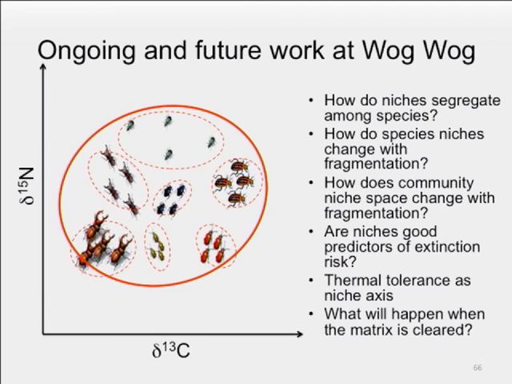So some ongoing and future work at WOGWOG. We're going to be looking at isotopic niches in beetles. So there's a diverse beetle assemblage out there. And we're going to be asking questions like, do these isotopic niches segregate among species, or maybe among trophic guilds? How do these species niches change with fragmentation? How does the overall community niche space change with fragmentation? So we can leverage this long-term data set on beetles and ask the question, are niches good predictors of extinction risk? So you might imagine a species that has a very broad isotopic niche might be able to consume different prey items and switch between different prey items that might be affected by fragmentation.